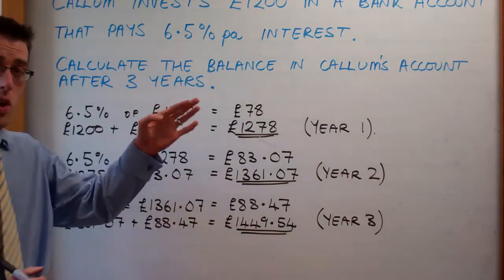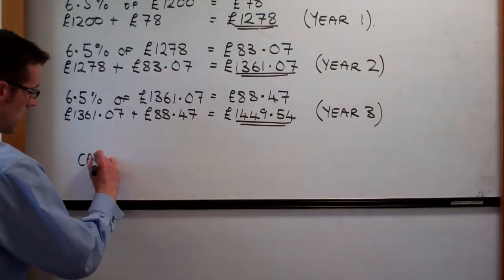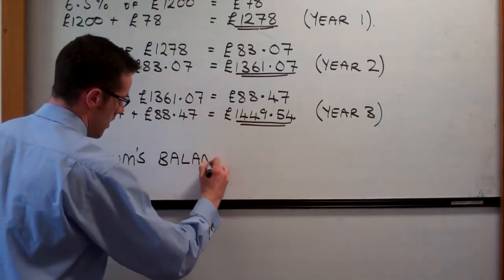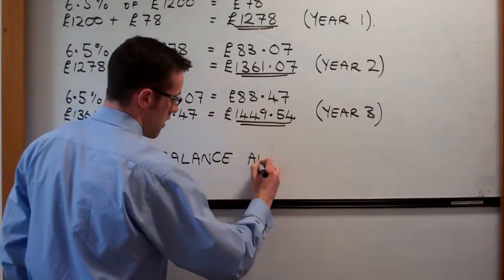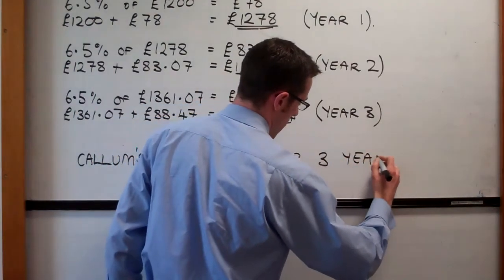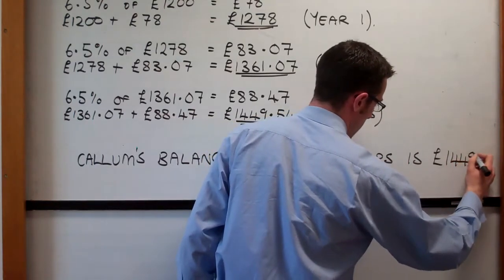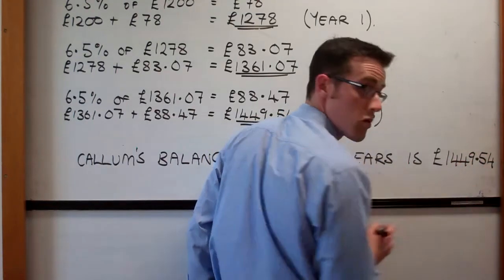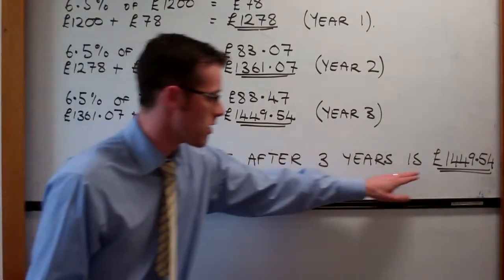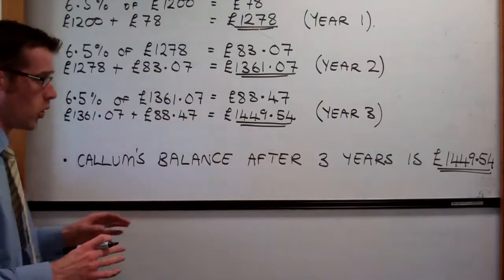Alright, so that's how we do all the calculations. Remember, just at the very end, we have to write our answer in a little sentence. Squeeze it in there at the end. Okay, so Callum's balance after 3 years is £1,449.54. Nice and simple, nothing too complicated. I'm not looking for an essay.